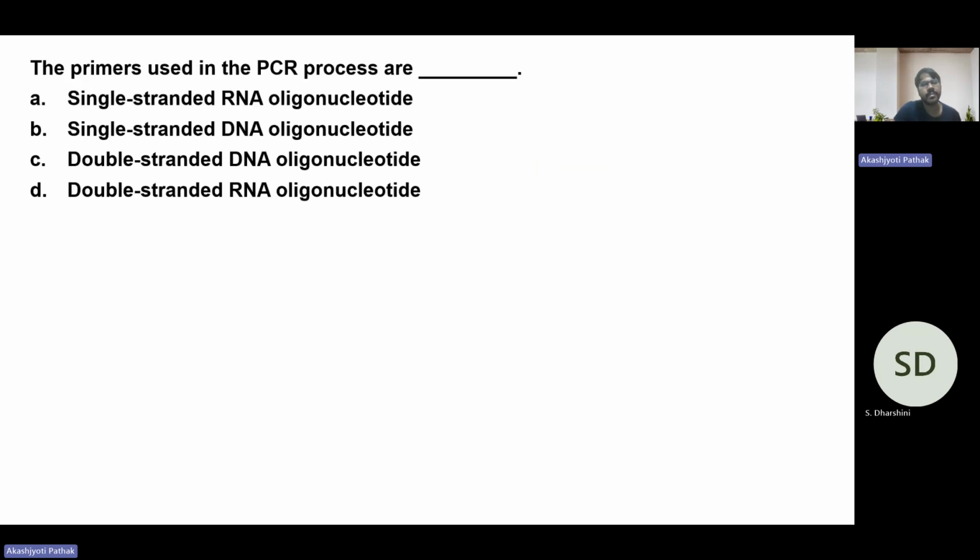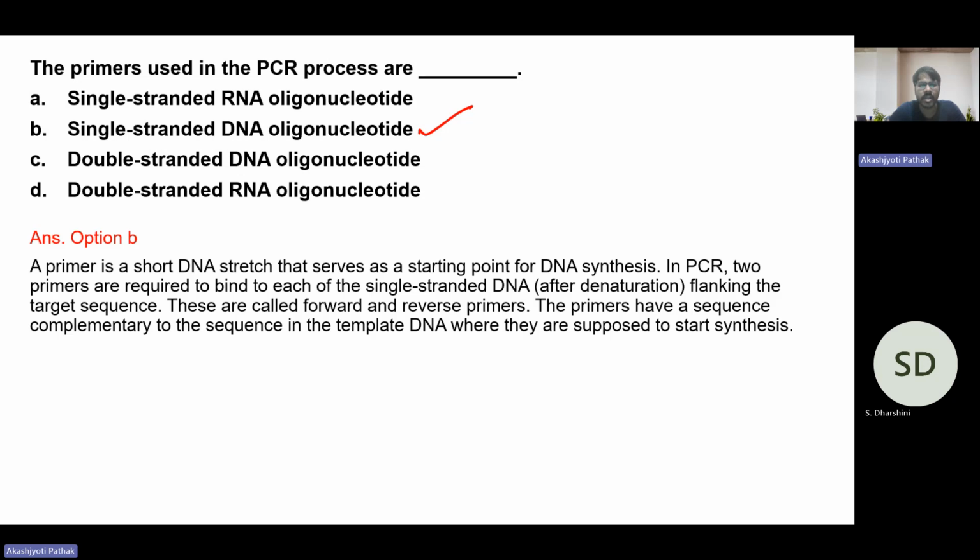Okay. Now the primers used in the PCR process are what? So what type of primer do we use? They are DNA primers only, but they are single stranded. So they are single stranded DNA oligonucleotides. The forward primer and reverse primer are both single stranded DNA oligonucleotides.